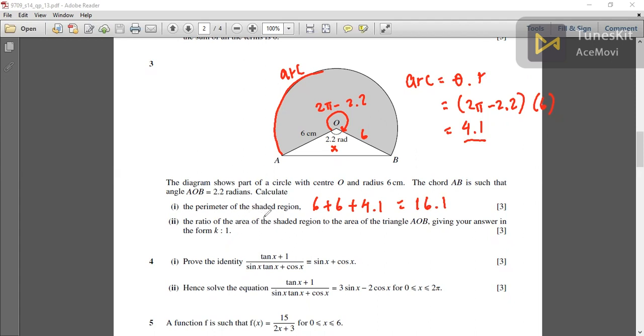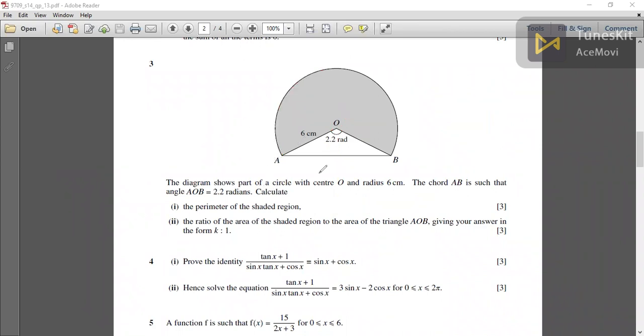And then for the second one, the ratio of the area of the shaded region and the triangle AOB, giving your answer in the form k to 1. So ratio. Okay, now let me clean this first. For the second one, the ratio of the area of the shaded region. The shaded region, we can find this is the sector. It is half theta r squared.